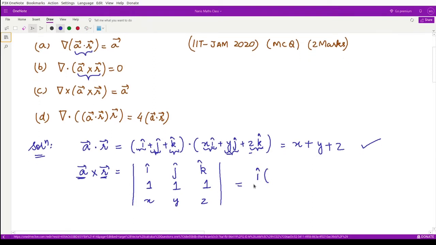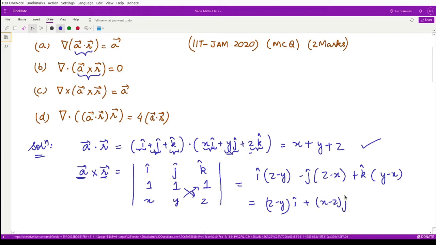So it would be i cap times (z minus y), then minus j cap times (z minus x), and plus k cap times (y minus x). So this vector becomes (z minus y) i cap. You can take this negative sign inside, so it would be (x minus z) j cap, and then you have (y minus x) k cap. So this is the cross product.